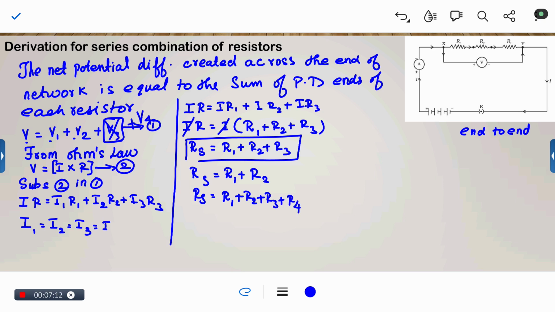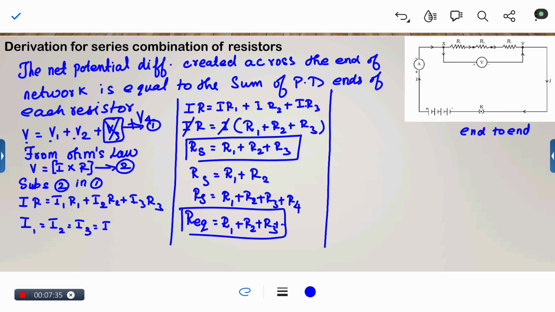So in the general format, the net resistance in series, or the equivalent resistance, will be equal to R1 plus R2 plus R3. R equivalent is equal to R1 plus R2 plus R3 and so on, up to however many resistors there are. We can keep adding. Based upon this condition, we are going to prove this.